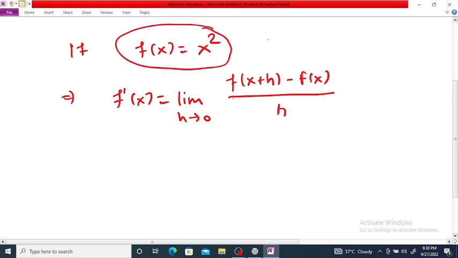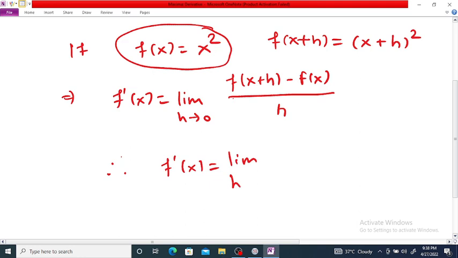So what is f of x plus h? In place of x, we want to replace x plus h. So it is x plus h bracket square, and therefore f dash x is equal to limit h tends to 0 of x plus h bracket square minus x square divided by h.